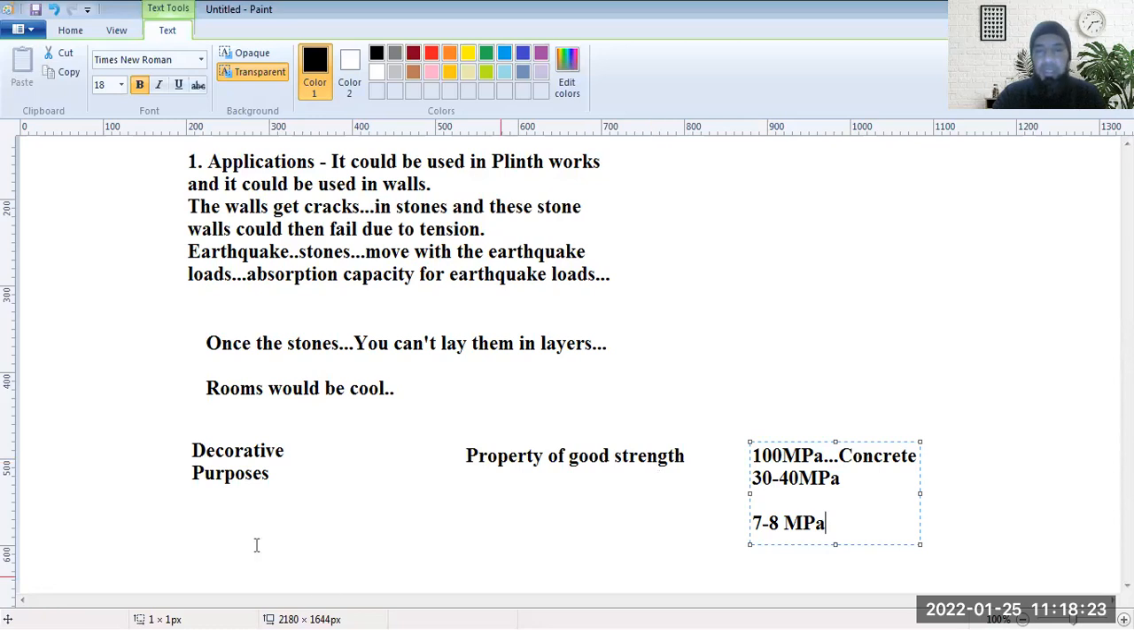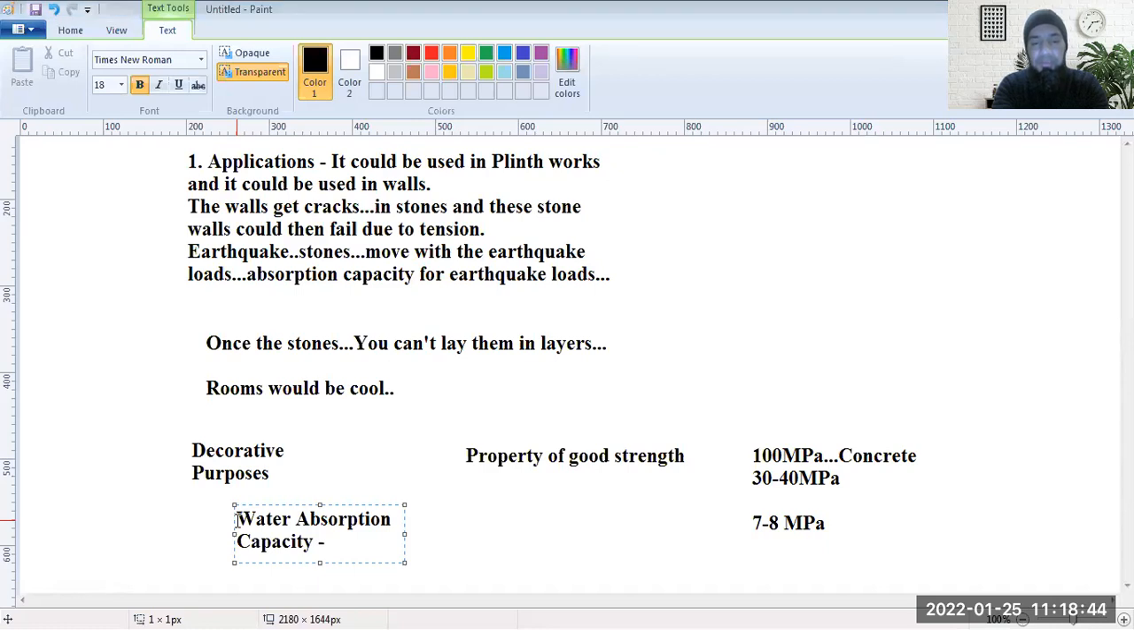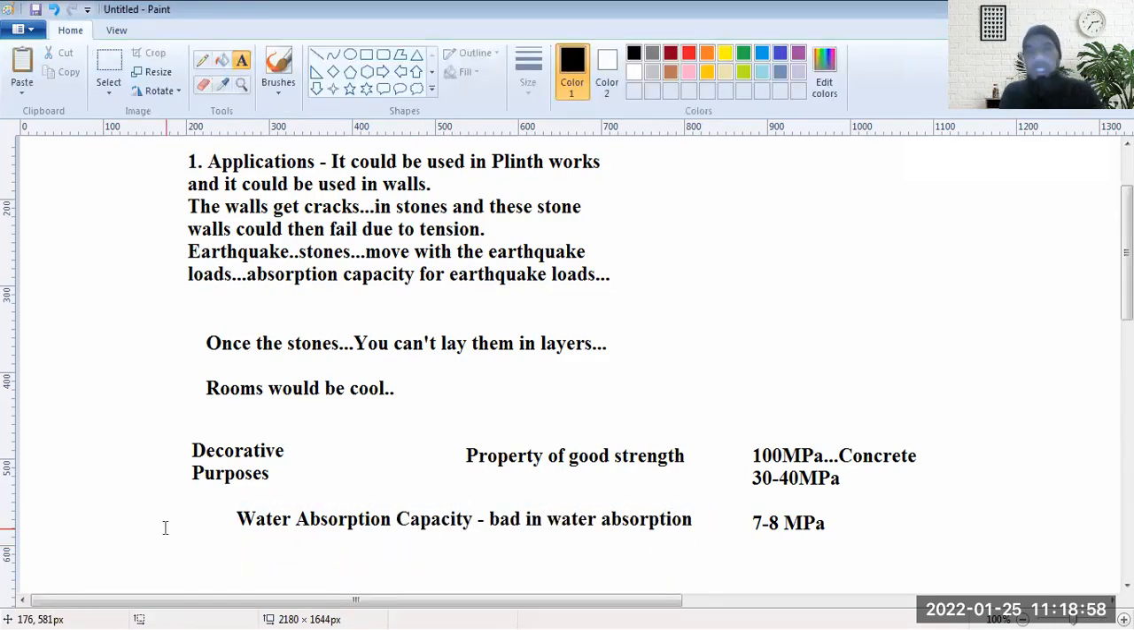But the water absorption capacity of the stones, yes, water absorption capacity. Stone walls have very good water resistance capacity. They are very good water resisting mediums. Stones do not usually absorb water because there are hardly any capillaries within the stone, so the water does not come up through the stone masonry wall. So it could be a very good addition to places where there is a lot of water.